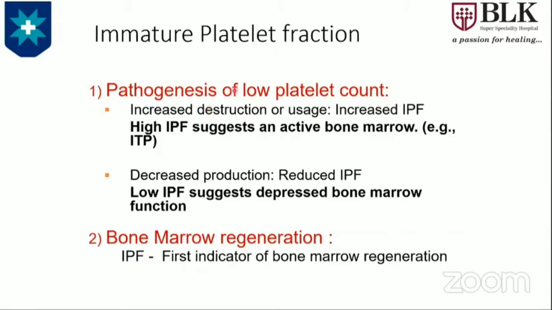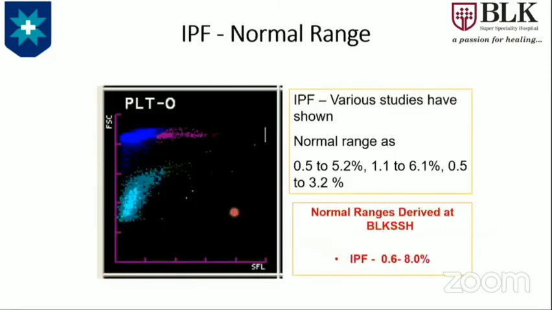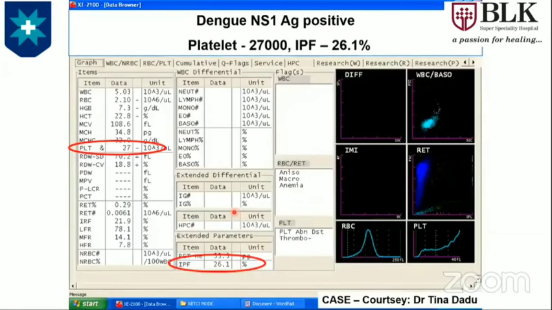For example, when you have a low IPF, you are basically dealing with something which is affecting the bone marrow directly. And when you have a high IPF, it is basically indicating that the marrow is regenerating, or the marrow is producing platelets which are getting destroyed in the periphery. You have to develop your normal range, which most of the people do in their respective places. In our hospital, our range is 0.6 to 8.0 on our analyzer.